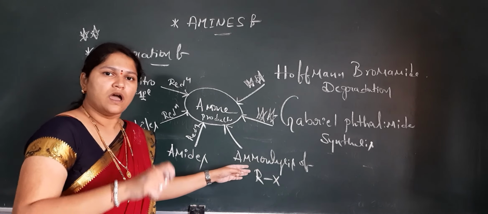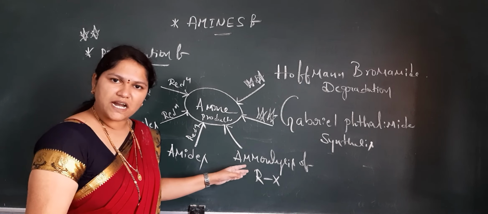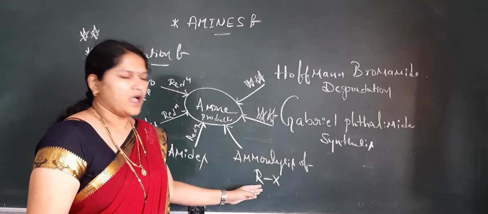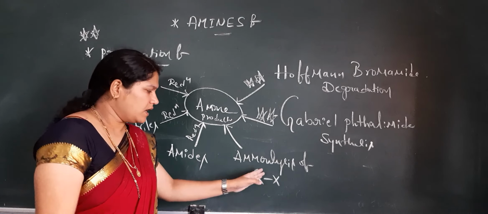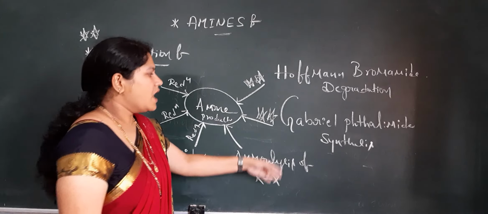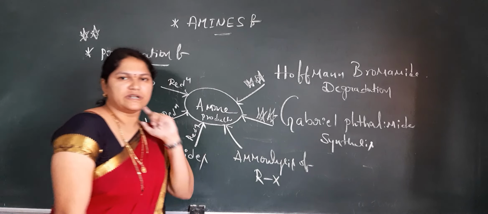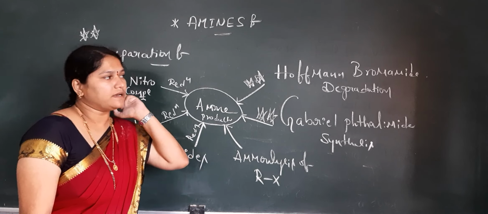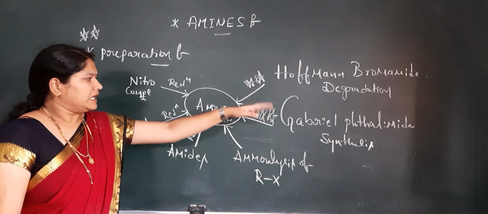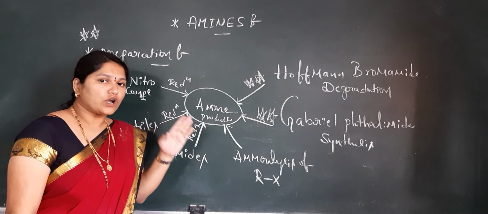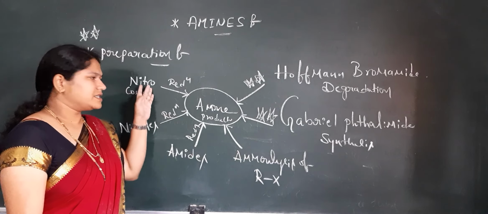Ammonolysis means adding or reacting with ammonia. Lysis, ammonolysis of alkyl halide. You react it with alkyl halide. And these 2 reactions, Gabriel phthalimide synthesis and Hoffmann bromamide degradation reaction. When you look at these 6 reactions you will know immediately that the 4 reactions are general reactions.